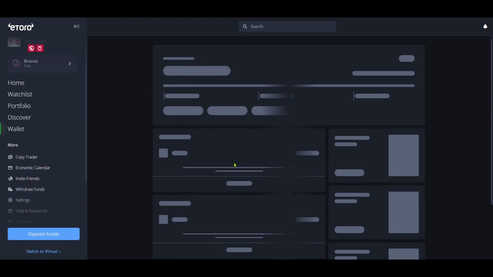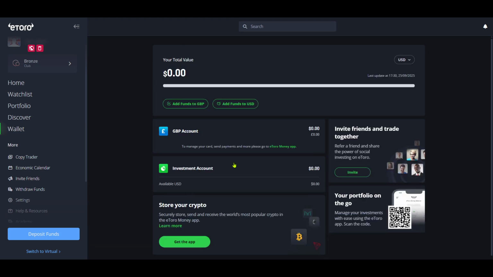That's it. You're now ready to leverage Etoro's virtual trading mode effectively. Whether you're testing strategies or trying out new assets, this tool is a great way to enhance your investing acumen without the financial stress.